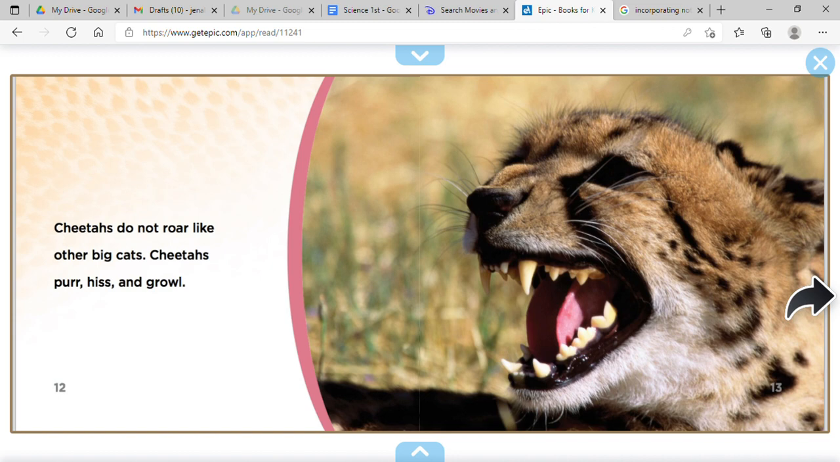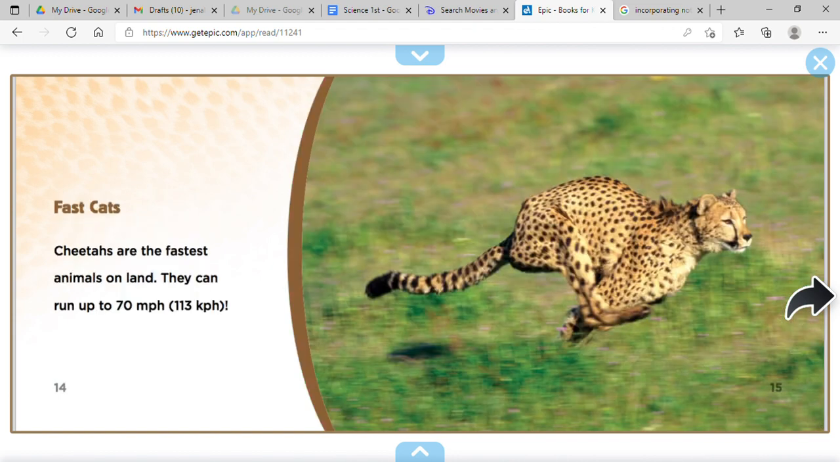I didn't know that. Okay, so fast cats. Cheetahs are the fastest animals on land. They can run up to 70 miles per hour. Can they run like 1,000? Well, they can run 70 miles per hour, and if you're in a car going 70, that's pretty fast. If you were standing there and a cheetah ran into you, you would get hurt, because that's really fast. So 70 miles per hour is pretty fast. That's pretty interesting too.